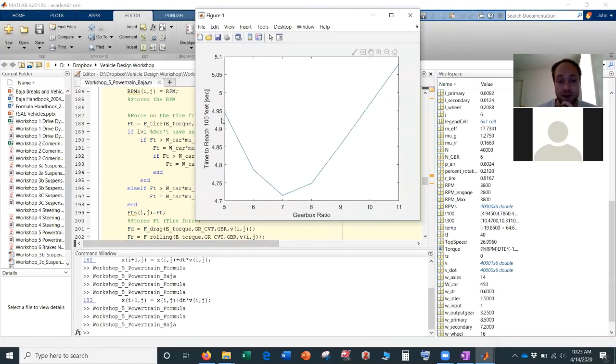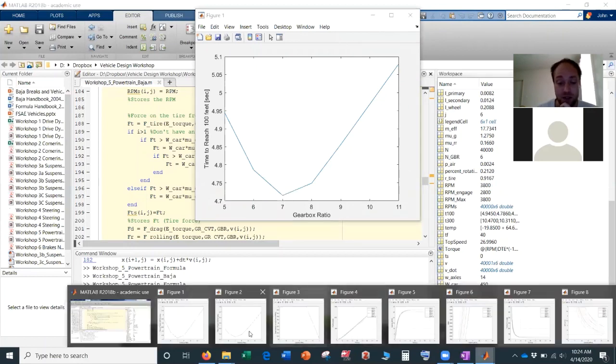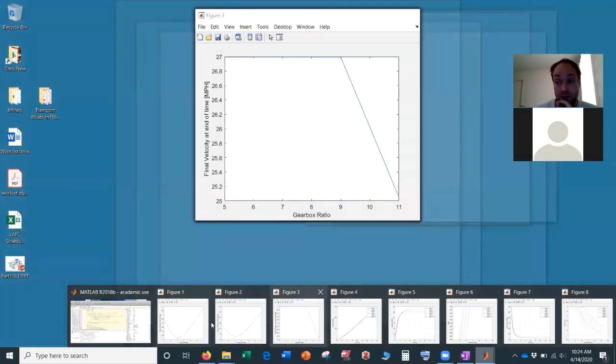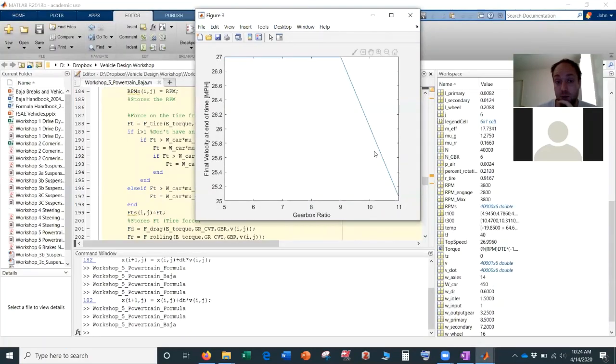So you see the time to reach 100 feet is good. Seems like best around a ratio of 7, right? But keep in mind this is just a model. It's got plenty of stuff that's wrong. You can reach our top speed. It looks like 27 miles per hour for our car.